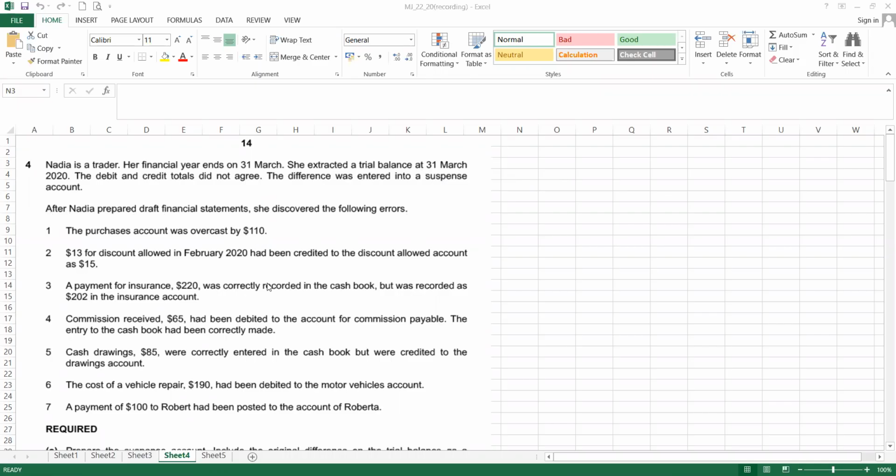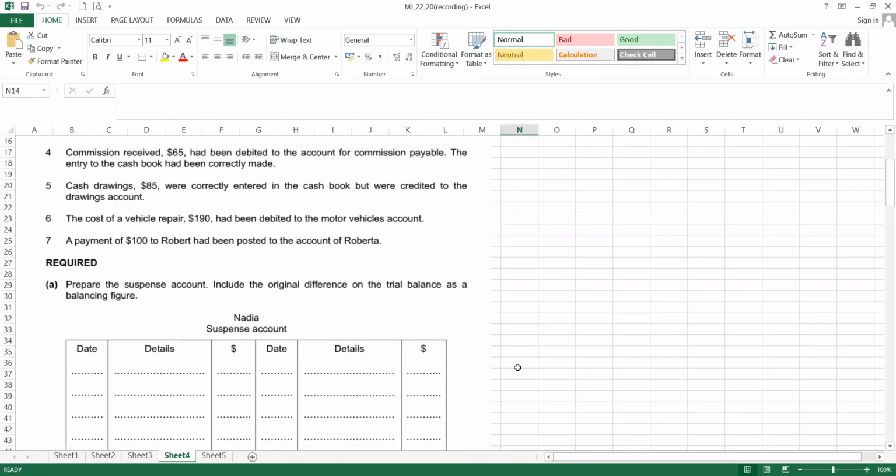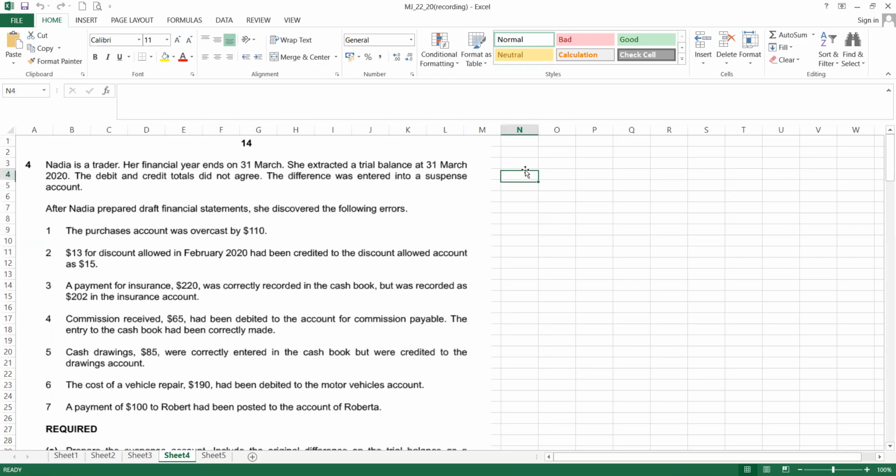The purchases account. Okay, so let's see what questions they asked. They asked to prepare the suspense account and include the original difference on the trial balance as a balancing figure. I mean, they want us to find the opening balance for the suspense account. So we prepare the suspense account.